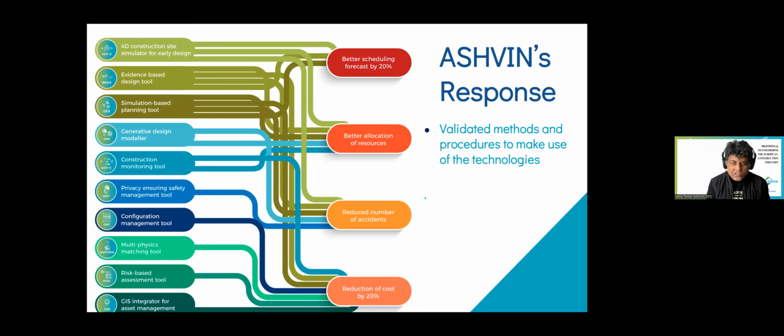So this is one chart, one figure, which we are showing how the tools are connected to specific KPIs. So when we are talking about reduction of cost by 20%, it is going to be like this, which we are going to prove in the end of the project deliverable also, how industries, construction companies can reduce their cost using those digital tools.